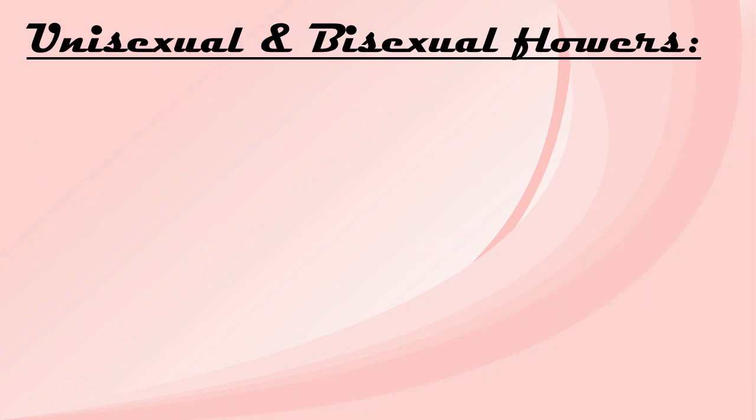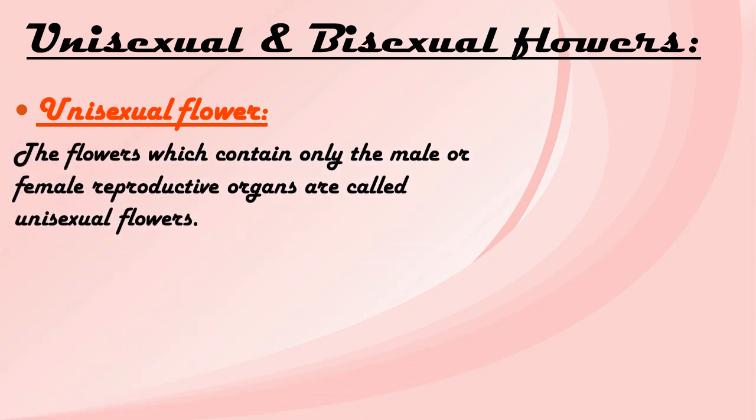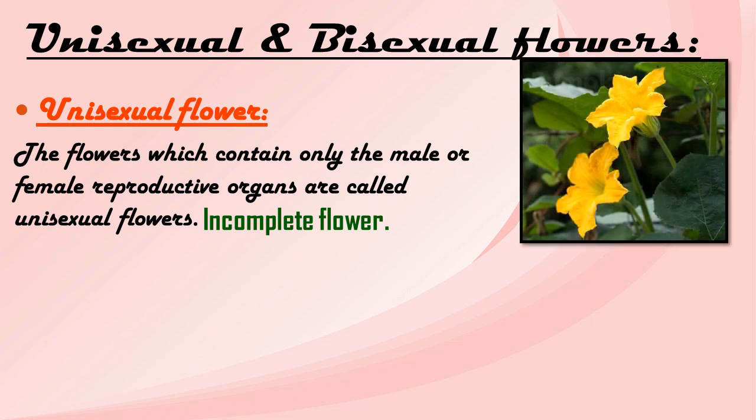Okay, now next let us understand what is a unisexual and bisexual flower. So student, first the unisexual flower. The flowers which contain only the male or female reproductive organ are called unisexual flowers. That means a flower which contains either androecium or gynoecium is called a unisexual flower. The unisexual flower is also known as an incomplete flower. For example, here we have the example of a pumpkin. It contains either male or female.